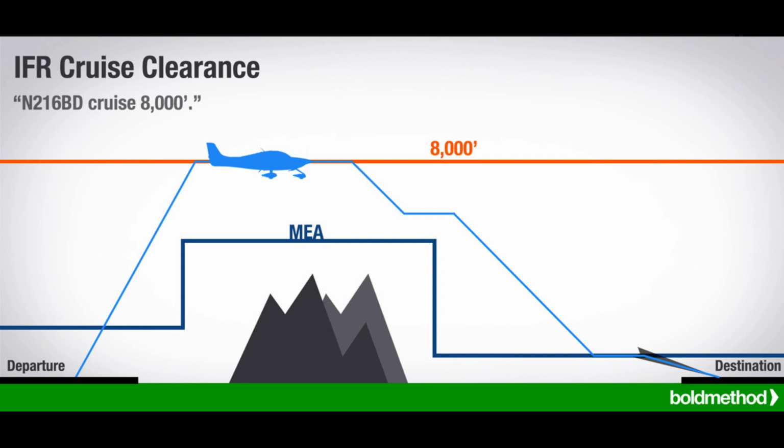However, once you start descent and verbally report leaving an altitude in the block to ATC, you may not return to that altitude without an additional ATC clearance. A cruise clearance also authorizes you to execute an approach at the destination airport.